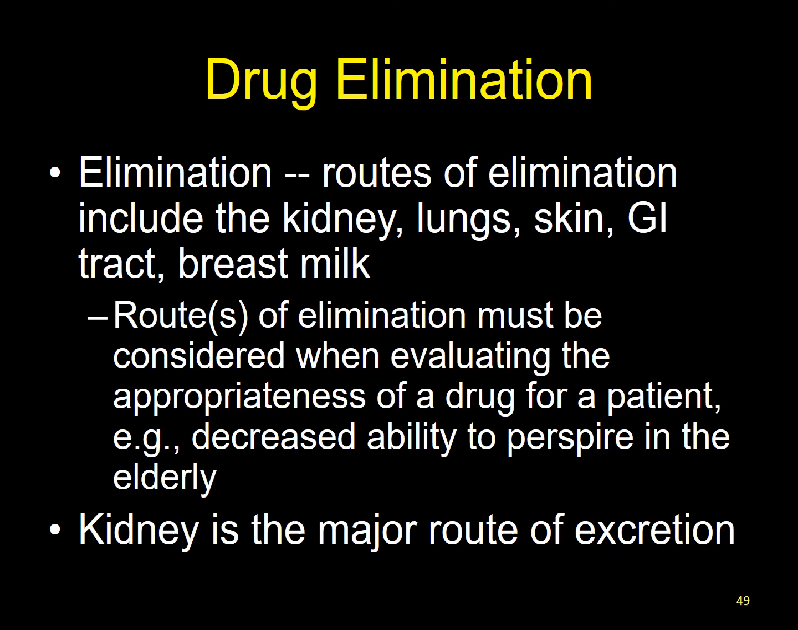Some drugs just pass through the GI tract, do their job in the gut, and they are eliminated via the other end. And some drugs are eliminated by way of breast milk, which is especially important to know when you have a breastfeeding mom. So we always want to consider the route of elimination when evaluating whether or not a drug is appropriate for a patient. But keeping in mind, generally speaking, the kidney is the major route of excretion.